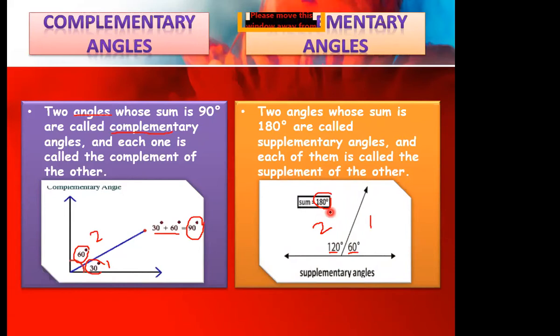So what are complementary angles? If the sum of any two angles is 90 degrees, it is complementary. If the sum is equal to 180 degrees, it will be supplementary angles.